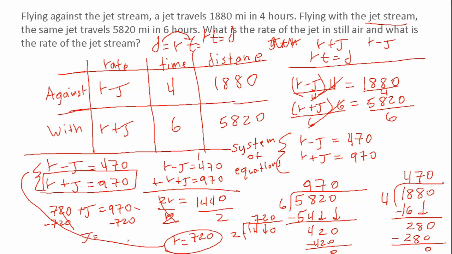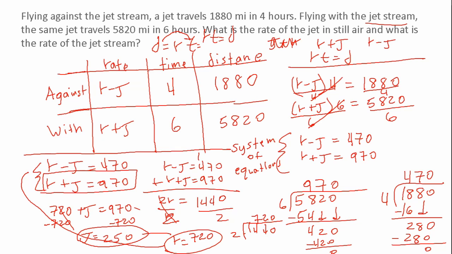J equals 970 minus 720. 0 minus 0 is 0. 7 minus 2 is 5. 9 minus 7 is 2. Therefore, we know the speed of the jet stream is 250 miles per hour. And now we've solved for everything they've asked.